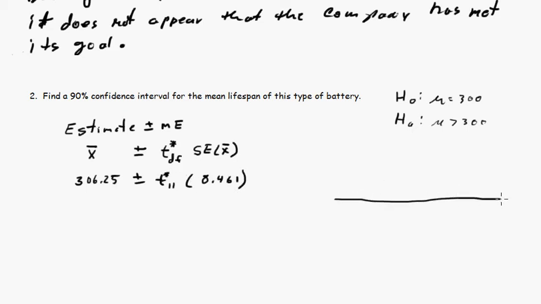It's very similar to finding z, and in fact you could use c. So that's not a very good picture, but that's okay. This is 90% of the area, so 0.90 is right there. So this would be 0.05 and this would be 0.05. Okay, so t star is going to be found by using inverse t.